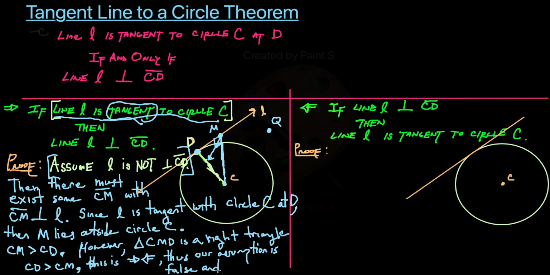And what is the falseness of our assumption? Our assumption is that L is not perpendicular to CD. Therefore, L is perpendicular to CD. And we're done in one direction. You could put a nice little square box to illustrate.